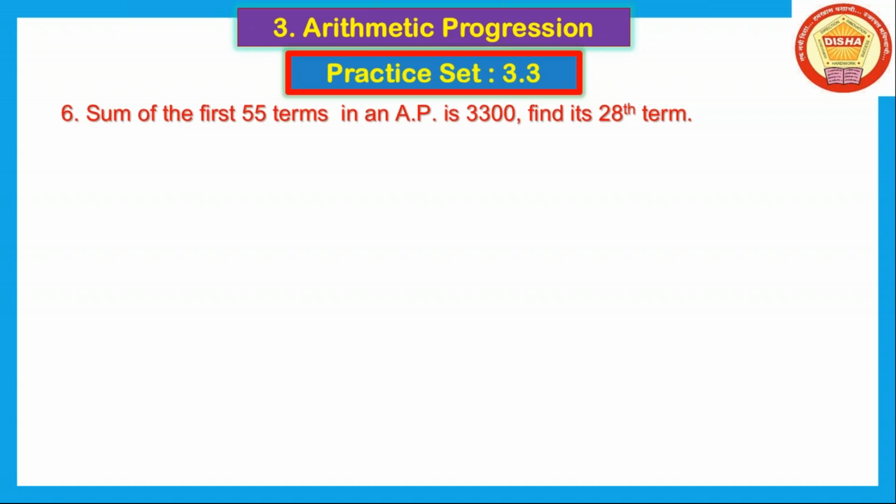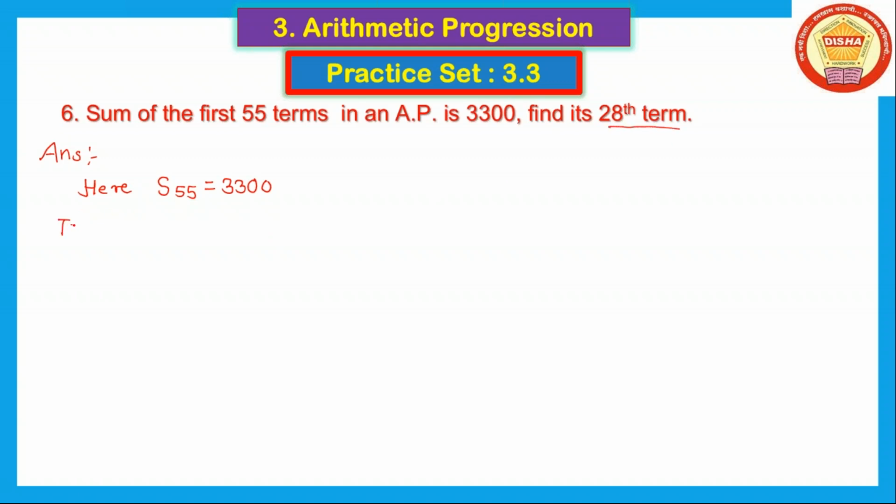Now today we start practice set 3.3. Example number 6. The sum of first 55 terms in an AP is 3300. Find its 28th term. बघा क्वेश्चन मध्ये 55th टर्मची ऍडिशन दिलेली आहे. Means here the sum of first 55 terms is given, which is equal to 3300, and we have to find here the 28th term.